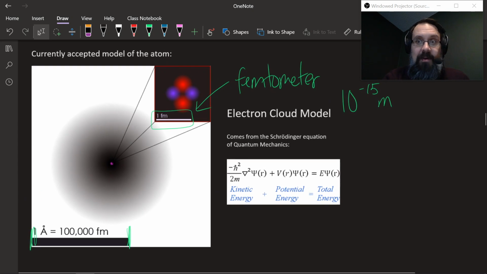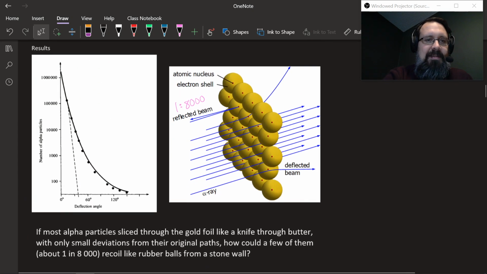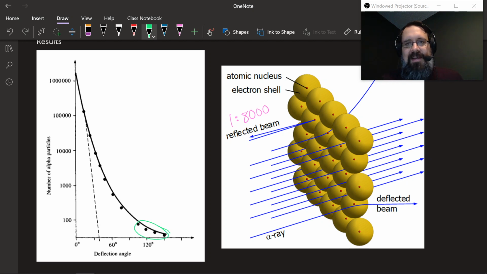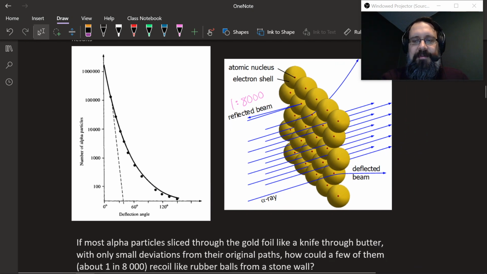And Rutherford figured that out by looking at this data and seeing how many alpha particles pass through at each angle. And he was able to do the math and calculate the size of the nucleus based on that. We do the math in my IB physics class, if you guys are interested.